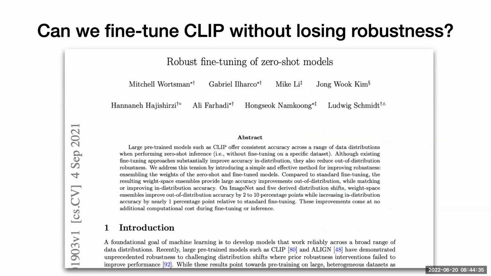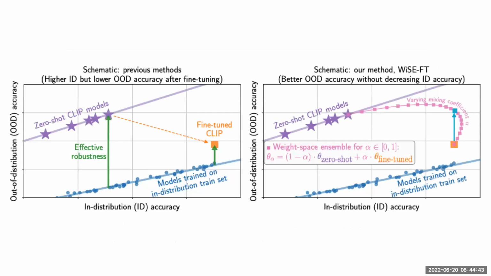And then the second part was about fine-tuning. Can you fine-tune CLIP without losing robustness? And the answer is yes, and it's actually very, very simple. So just a schematic plot here again, x-axis in-distribution accuracy, y-axis out-of-distribution accuracy. When you fine-tune CLIP, you move to the right, which is good, but you also move down, which is bad. Can you basically just move right and stay at the same y-axis value? And the answer is yes, and it's actually very, very simple.